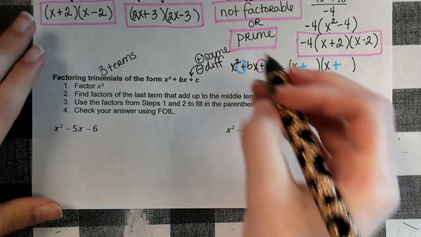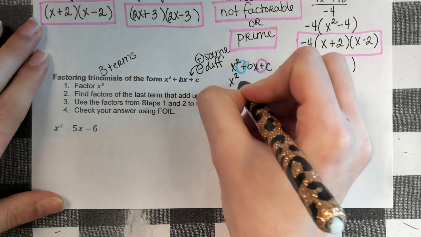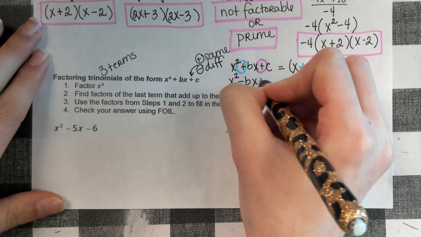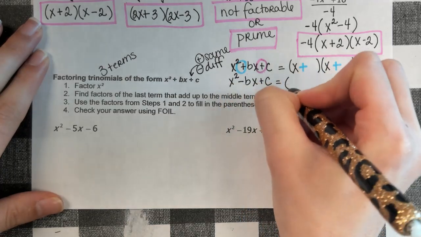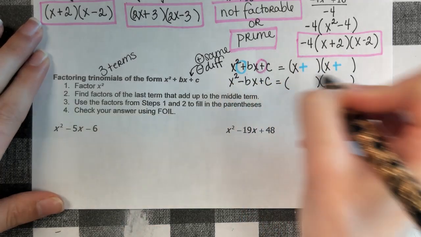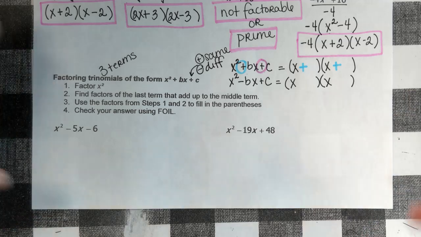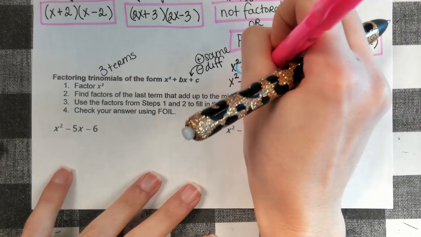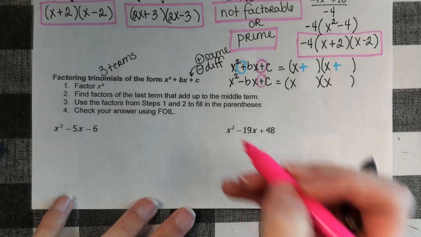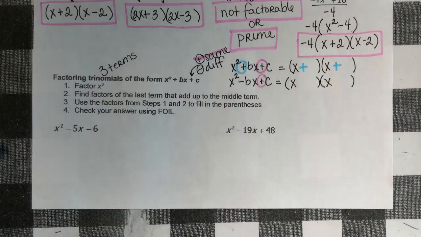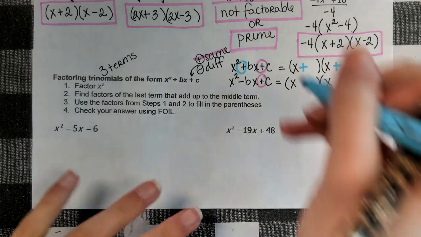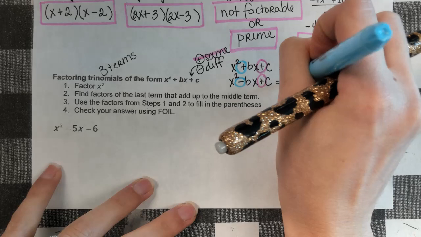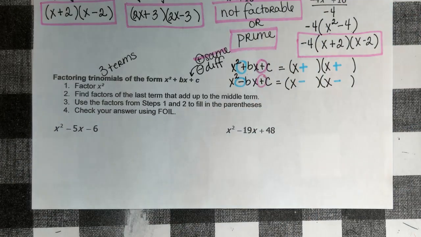Now, if I have x squared minus bx plus c, I still know I'm going to have 2 sets of parentheses with my x's. I still look at my last term. My last term is a plus, so that means they're going to be the same. They're the sign of the middle. My middle is a minus, so they would be minus minus. This is going to be the pattern that you use.